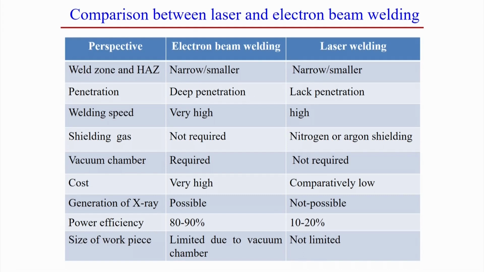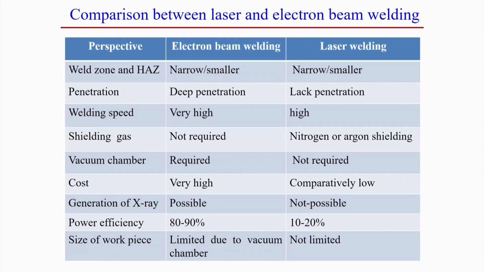Vacuum chamber: in the electron beam welding process, of course, there is a need for a vacuum chamber, otherwise control of the beam may not be possible. In the laser welding process, that is the advantage, we do not need any kind of vacuum chamber. So, in large scale welding or for a very big component, where the size of the vacuum chamber is a limitation, laser welding can be a better solution as compared to the electron beam welding process.